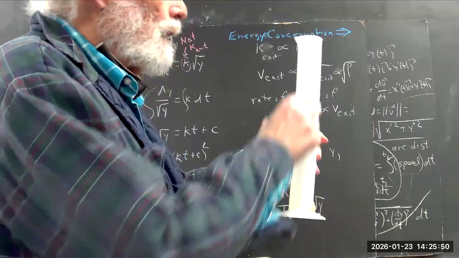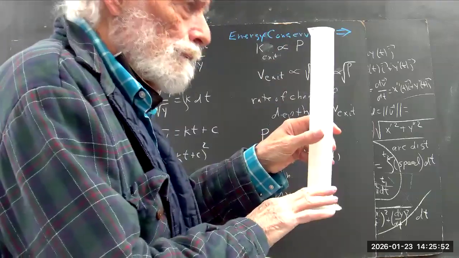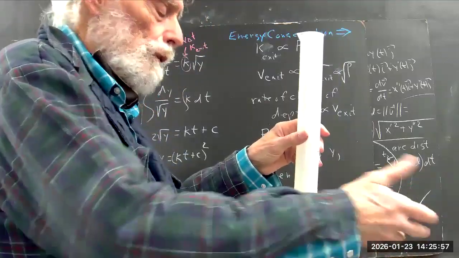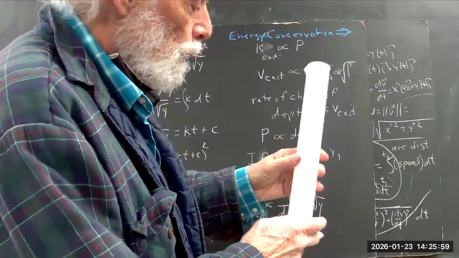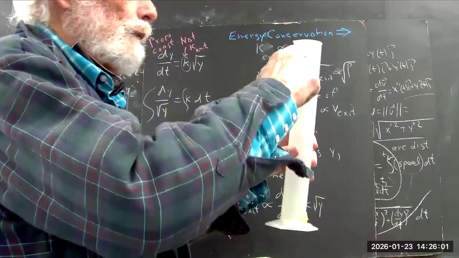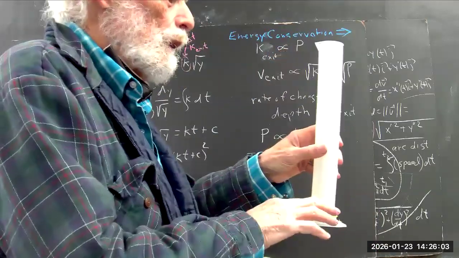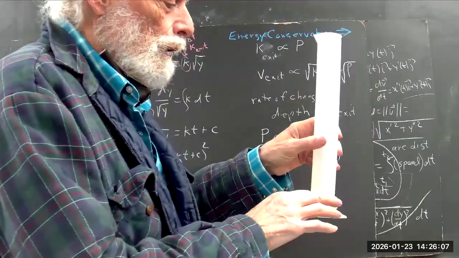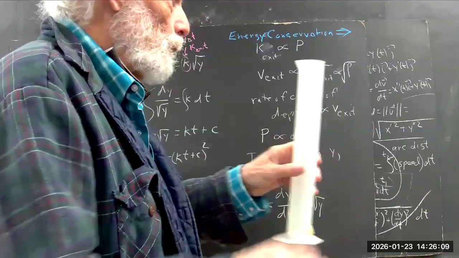If water's at a lower level, it's going to spray out, but it's not going to travel as far before it hits the ground. So water is going faster when it's deep. The water comes out faster when there's more water above it. It comes out more slowly when there's less water.